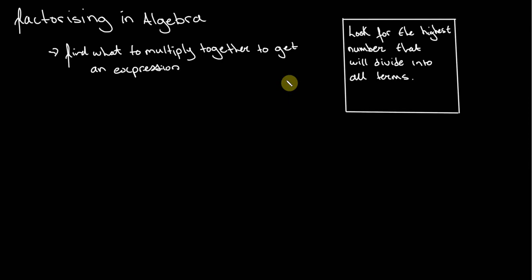The key idea when it comes to factorizing in algebra is you want to look for the highest number that will divide into all terms. In other words, we want to find what to multiply together to get an expression. So when it comes to expansion, if we use a very general example of a times b plus c, which you will have seen in previous videos, we know that this is going to equal ab plus ac, a times b plus a times c.